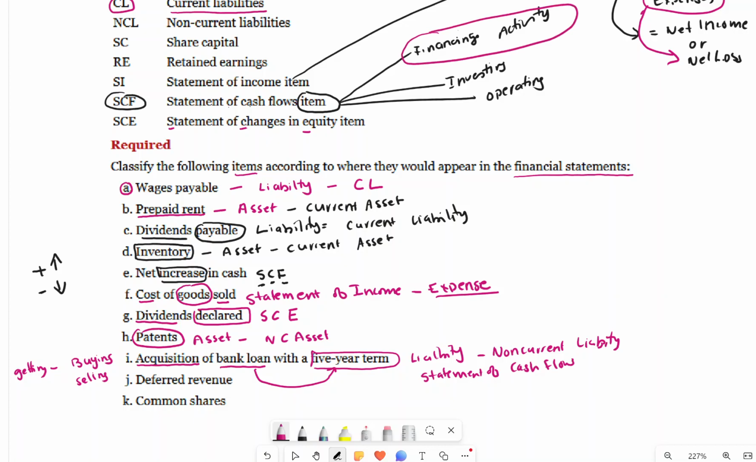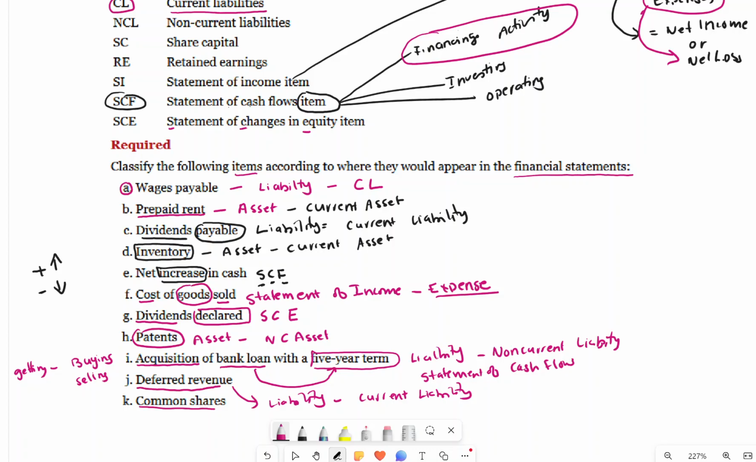If you wanted to go further, we have deferred revenue. Deferred revenue is also known as unearned revenue, meaning that someone else paid you in advance. So it is a liability, and it's a short-term liability. If it's a short-term liability, it will be my current liability.